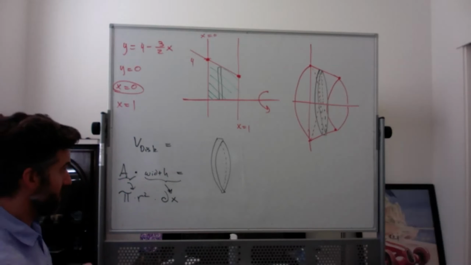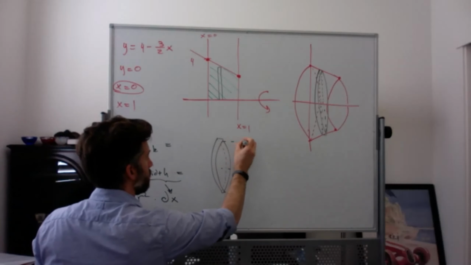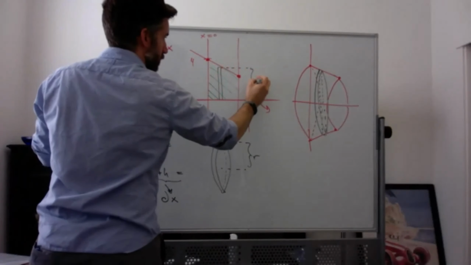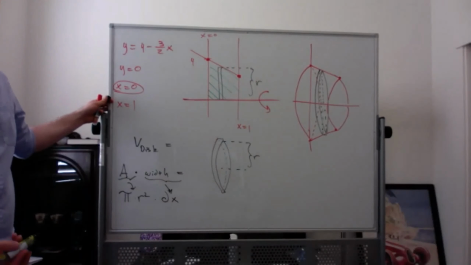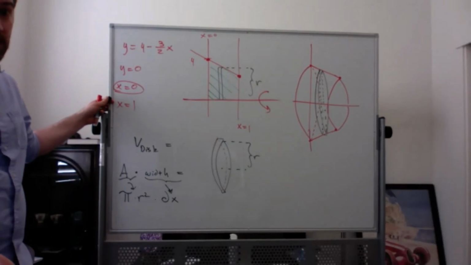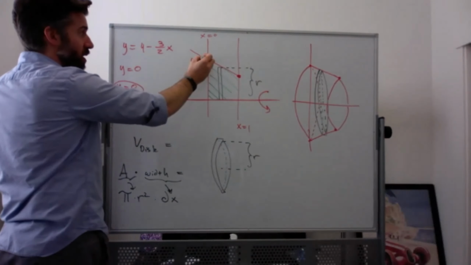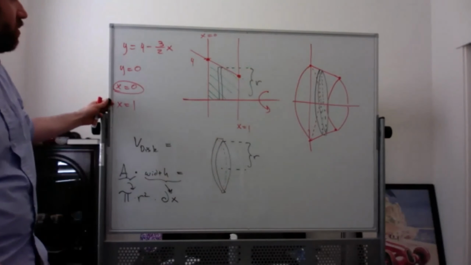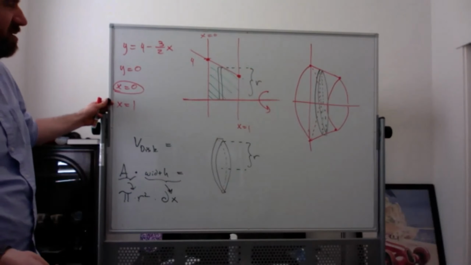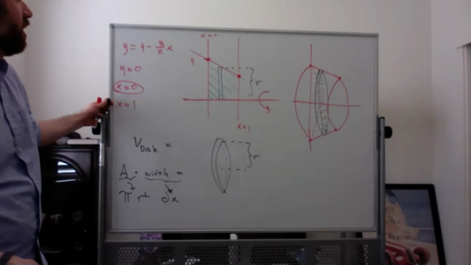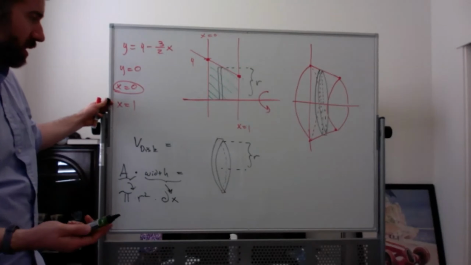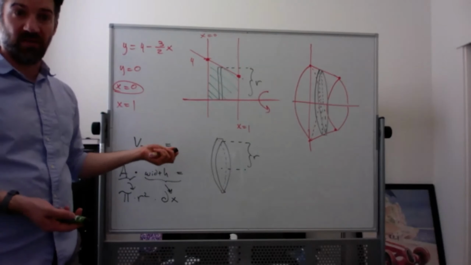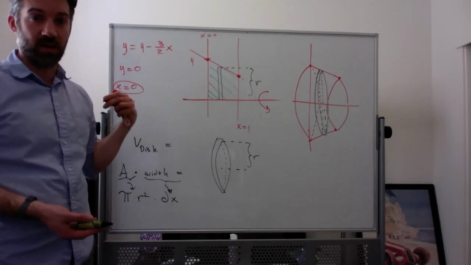The radius of this disk is just whatever the height of my strip is. But the height of the strip changes, right? The height of the strip over here is 4. The height of the strip over here is 4 minus 3 halves times 1, which is 2.5, or 7 halves? No, 5 halves. Sorry. But the point is that the radius of our circle here is a function of x. It depends on where we are in the interval.